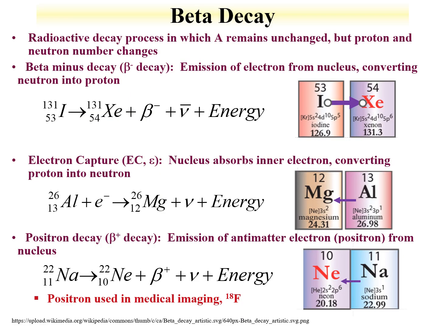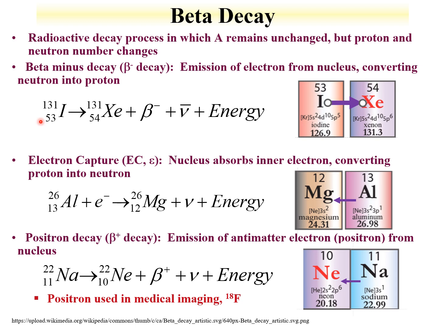The second decay mode we'll discuss is beta decay. This is the radioactive decay process in which A remains the same, but the proton and neutron number changes. So fundamentally, you're converting a proton into a neutron or a neutron into a proton. There are three types of beta decay. First one we'll discuss is beta minus decay. It's written as the beta here. And this is the emission of an electron from the nucleus, converting a neutron into a proton.